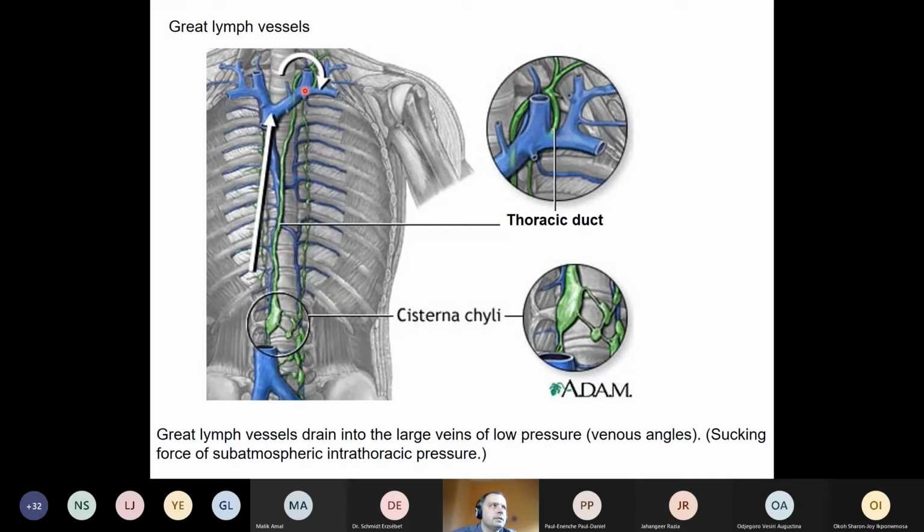When you are preparing for the exam, don't waste your time with the details on the large lymphatic vessels. I just mentioned them in order to make clear that the lymph fluid finally returns into the venous circulation.